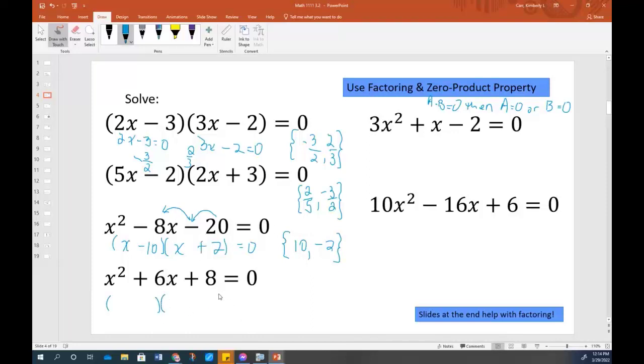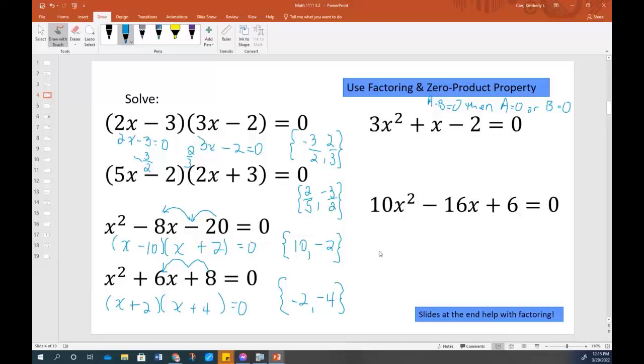Again, because there's no number in front, I can just kind of bounce back. What multiplies to 8 but adds to 6? Well, that's going to be 2 and 4, so I have x plus 2 and x plus 4. All right, so my solutions then are negative 2 and negative 4, the numbers that make that equal 0.